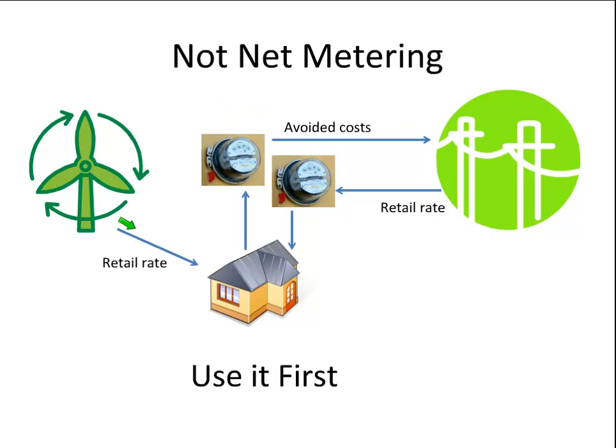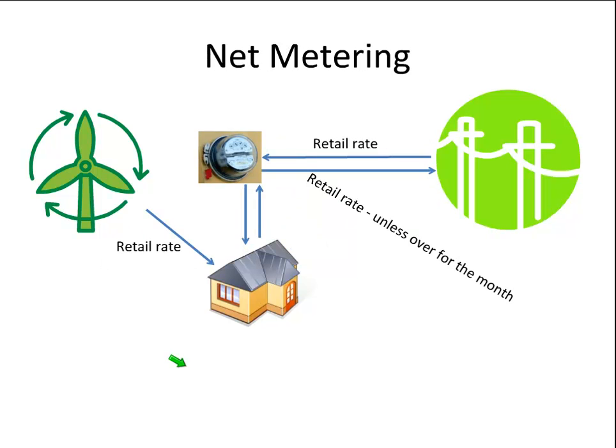A little better way to go, but still not net metering, is that we simply create that electricity and we run it through our house first, so that any electricity that we are using in our house at that time gets used. The excess goes to avoided cost, and then if we actually need more power, we are getting that off of the grid at retail rate. And I call that the use it first system, and it's another way to set that up.